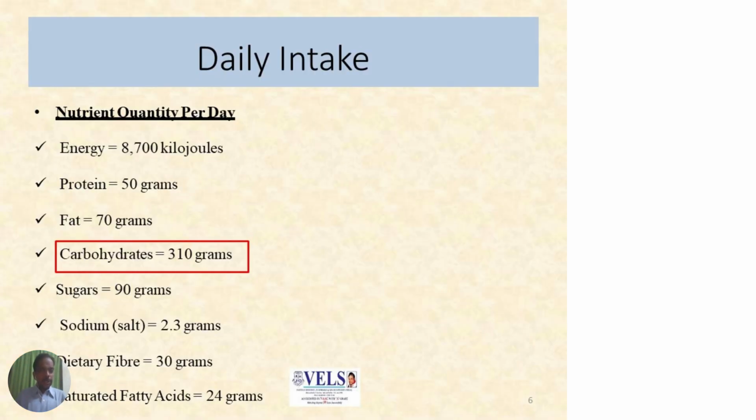Before going on to the chapter, we have to see what the daily intake of food should be for any individual. The energy is 8,700 kilojoules, protein 50 grams, fat 70 grams, carbohydrate 310 grams, sugars 90 grams, sodium 2.3 grams, dietary fibers 30 grams, and saturated fatty acids. So this is a balanced diet which you're supposed to take every day, out of which your carbohydrate is 310 grams.